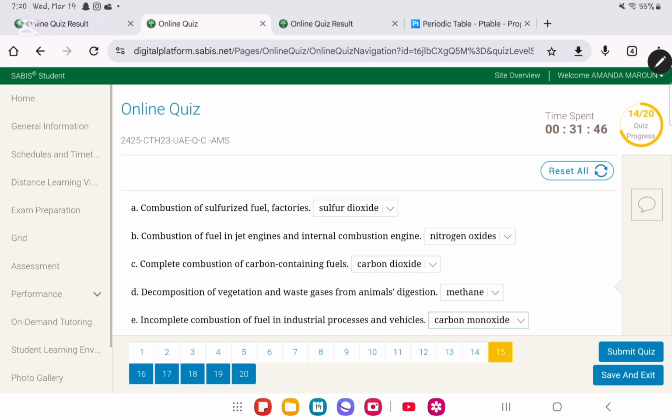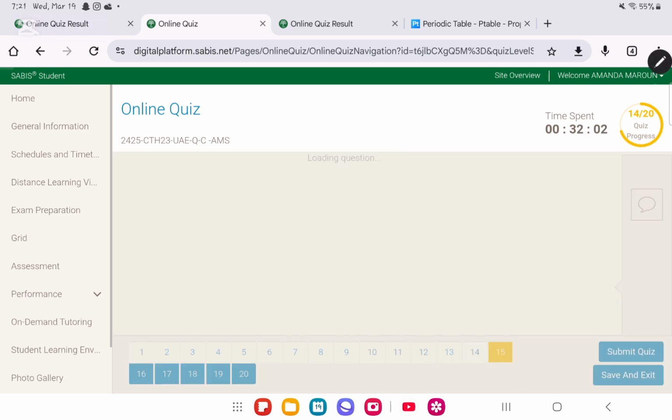So, sulfurized fuel will give us sulfur dioxide, jet engines will give us nitrogen oxide, complete combustion will give us carbon dioxide, decomposition of vegetation and waste gases from animals, especially cows, is methane, and finally, incomplete combustion will give us carbon monoxide.